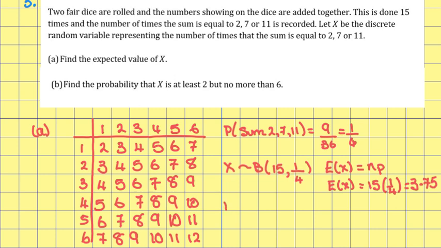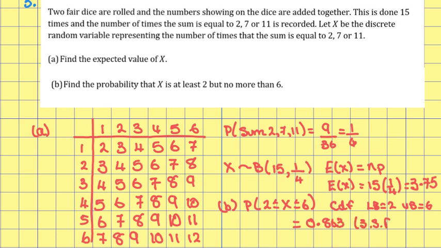Part B. Find the probability that x is at least 2 but not more than 6. So I want the probability of 2 being less than or equal to x being less than or equal to 6. So I'm going to use binomial CDF, where the lower bound is equal to 2, the upper bound is equal to 6. And if I use my calculator to calculate that, I get a probability of 0.863 to 3 significant figures.